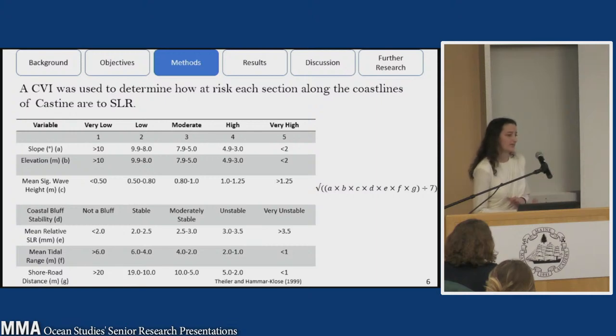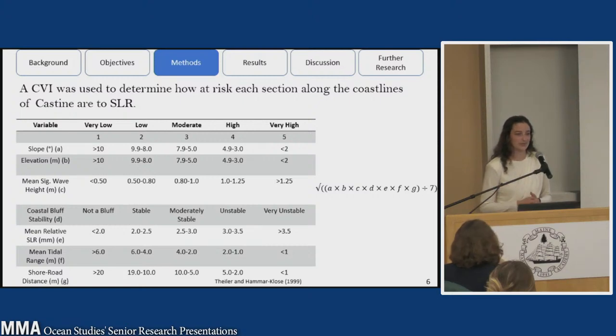And then if I found that that same area had a coastal bluff stability that was stable, I would assign that a risk value of 2 and plug that into the equation for D. And then I would run the equation, and obviously I would be provided with a number. And so any values below 8.7 were considered low risk. Values between 8.7 and 15.6 were considered moderate risk. Values between 15.6 and 20 were considered high risk. And any value above 20 was considered very high risk.